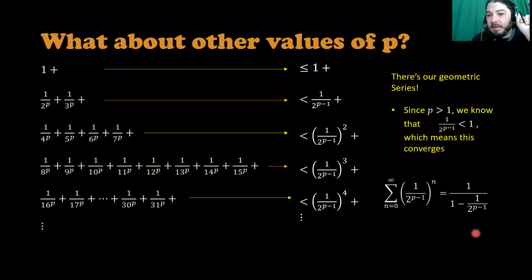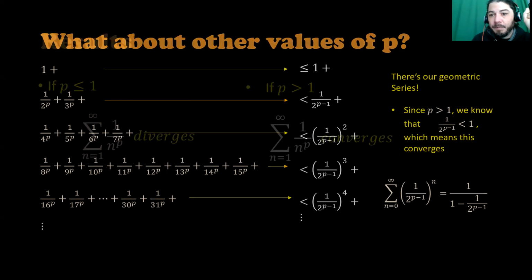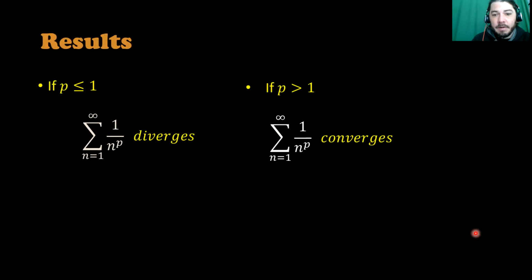So as long as p is strictly greater than 1, then our p-series converges. So we have this very weird thing going on here where if p is equal to 1, we get a divergent series, but if p was equal to 1.000000000000001, that would converge. That would add up to some number. It might converge very slowly. It might take a lot of terms to get any kind of accuracy, but yeah. So there's our results.